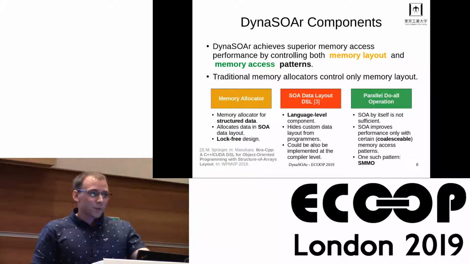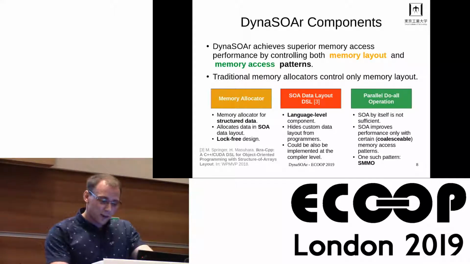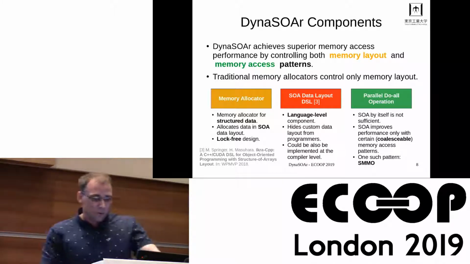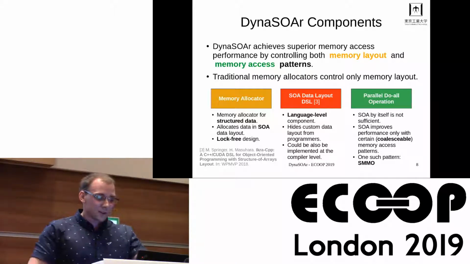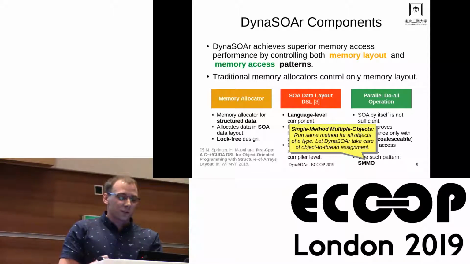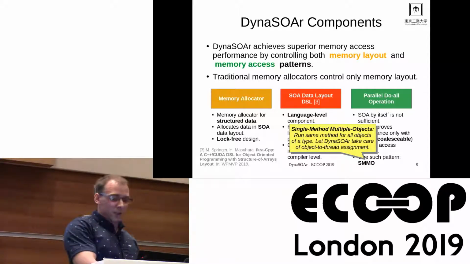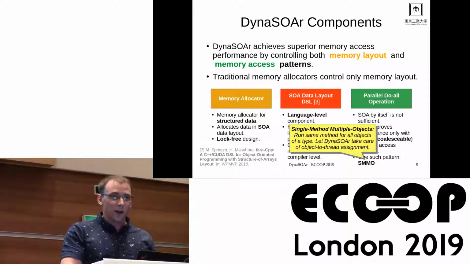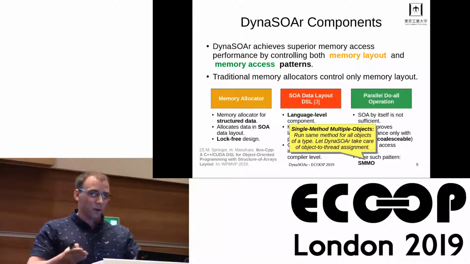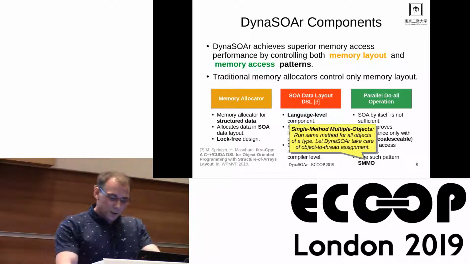The way we express parallelism in DynaSOAr is with a new programming model that we call SMMO, which means single method, multiple objects. That means that we express parallelism by running the same methods on all objects of a type. Then DynaSOAr will make sure that we assign objects to threads in a good way, and that we have good memory coalescing, so we have good vectorized access. So this is one part of DynaSOAr.